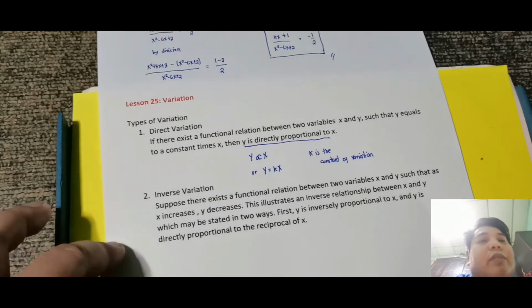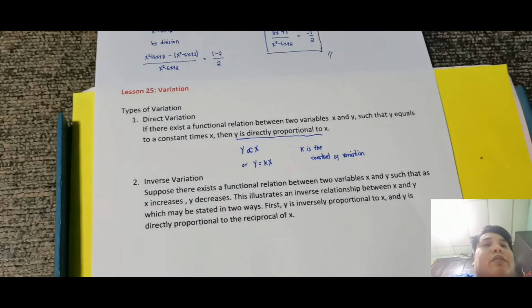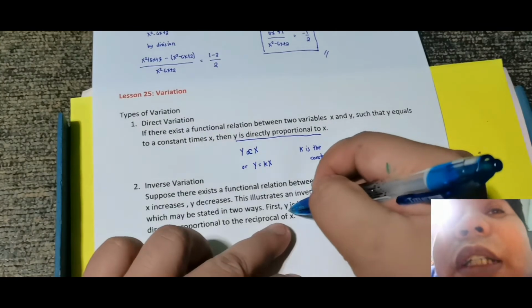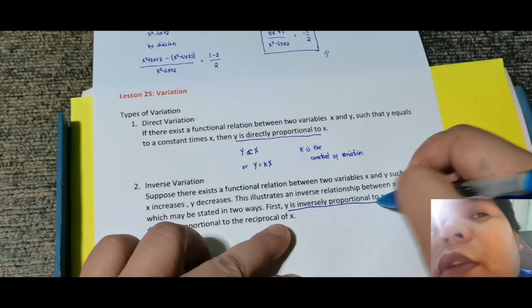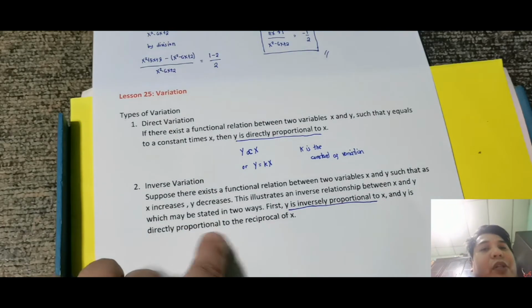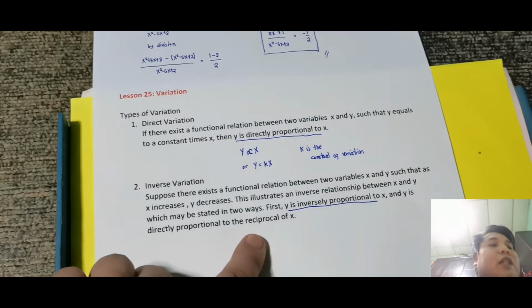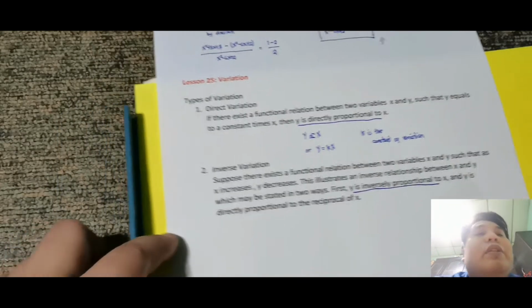Next is inverse variation. Suppose there exists a functional relationship between two variables x and y such that x increases and y decreases. This illustrates an inverse relation between x and y, which may be stated in two ways. First, y is inversely proportional to x. Importante yan. Pag nabasa mo yung y is inversely proportional to x, or simply, y is directly proportional to the reciprocal of x. Tama naman, pwede kasing ganun mangyari.